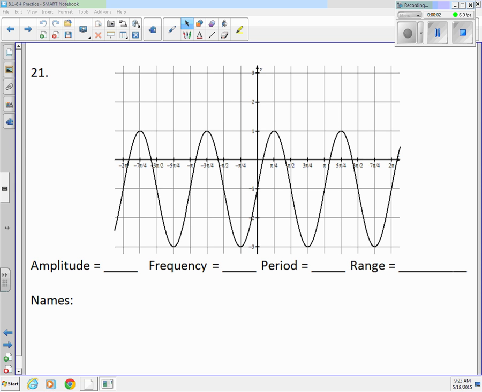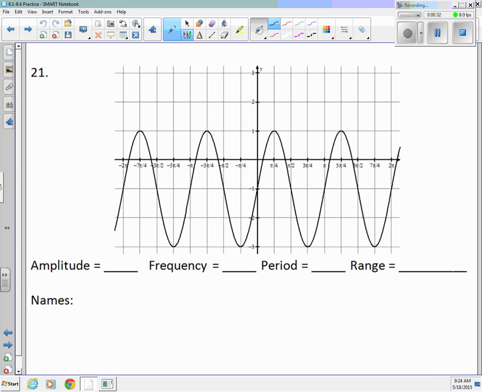Okay, this is our video lesson on how to name the trig functions if you're given a graph. This is from 8.1 to 8.4 practice, question 21. I just want to take this function, because there's a lot going on with it, and name it 4 different ways. First things first, it's very nice to collect some information about this function: the amplitude, the frequency, the period, and the range.